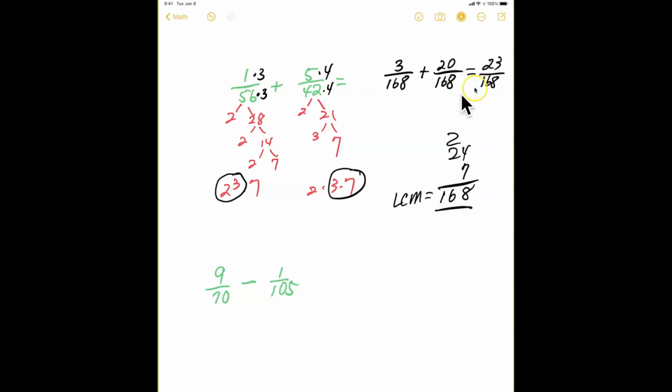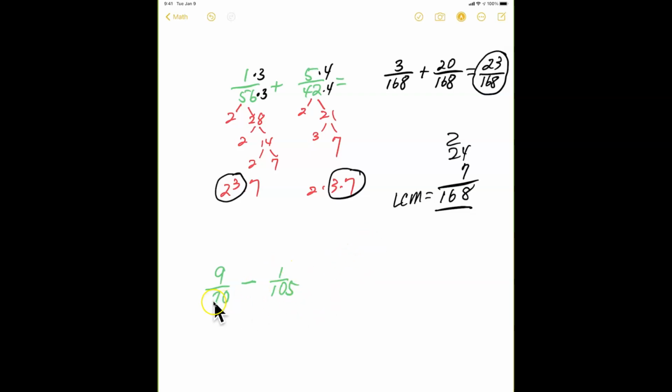Okay. So 23 is a prime number, but we don't know if that will factor into 168 or not. So what we could do is do a quick prime factorization. And actually, we've got one down here. 2 cubed times 3 times 7 is the prime factorization of this. And 23 does not appear anywhere in here. So this fraction is good. We don't have to reduce it. 23 and 168 are co-prime. We're done.